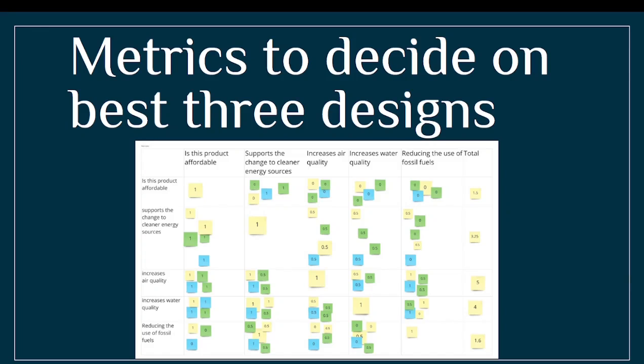We then decided that to get a true score of our solutions and how they compare against our goals and constraints, we needed to first use a pairwise comparison to evaluate the weights of the metrics. This allowed us to see which metrics should be more important when evaluating which solutions are best. The metrics used are: the product is affordable, does it support the change to clean energy, does it increase air quality, does it increase water quality, and finally, does it reduce the use of fossil fuels? For example, as shown in the image, the affordability was the least of our concern when compared with the increase in air and water quality.